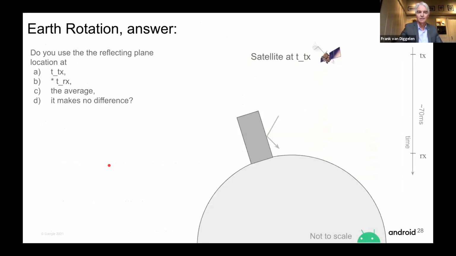And the answer is B. You must use the reflecting plane location at the time of reception.